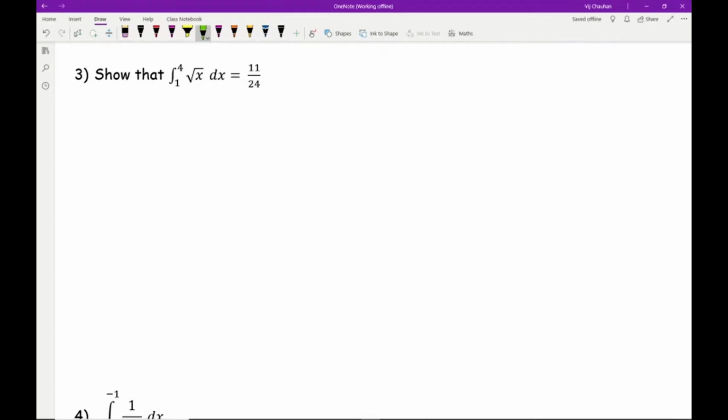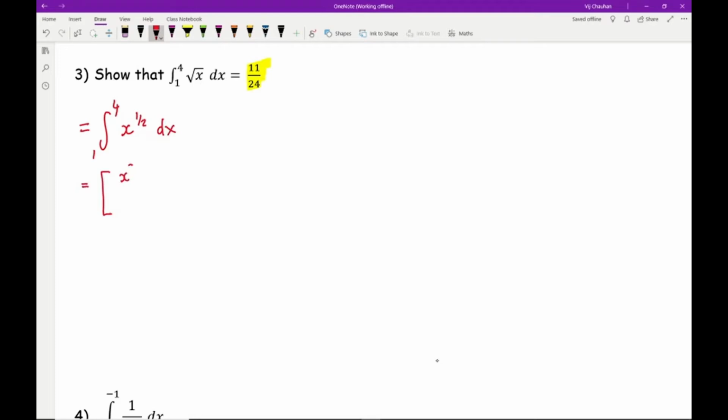So here we're dealing with a show that question, and we've got a square root inside our integral. Now what I'm going to do is ignore the 11/24. I'm just going to treat this question as it is. So let's start off with the first step. Again, I want to rewrite the integral using powers, or using indices. So I've got x to the half dx, and again remembering to write dx.